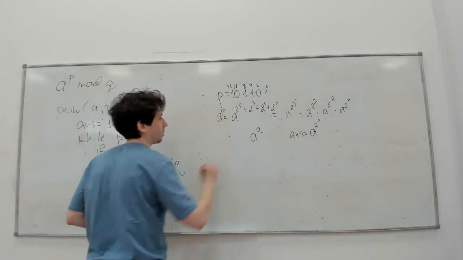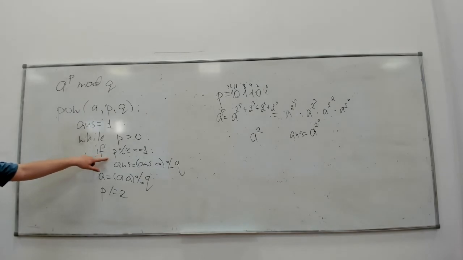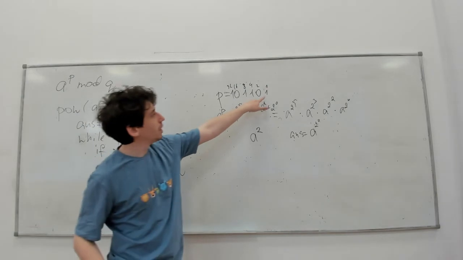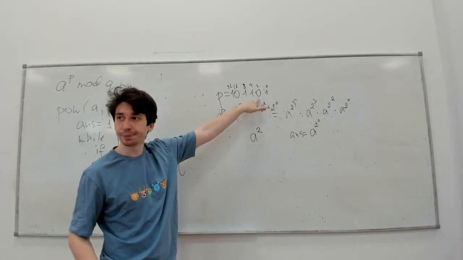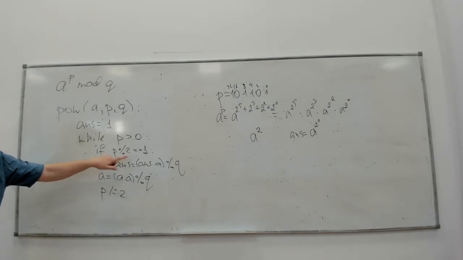We have A in the power of 2. And we come to the next digit of P. So we were here, and now we came for the second digit. We can see P is divisible by 2 at that time because the last bit is 0.